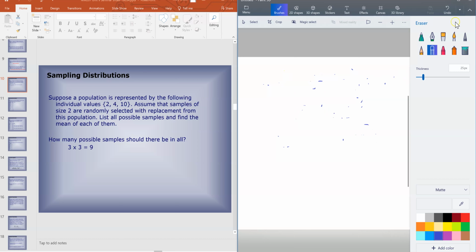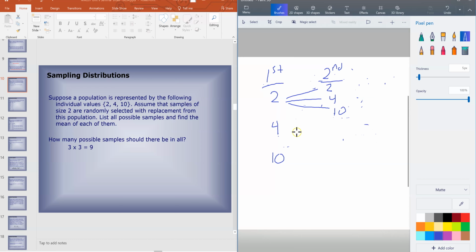Okay, our first pick can either be the number 2, 4, or 10. Those are the only 3 values in the entire population. Our second pick, similarly, can only be the numbers 2, 4, or 10. And by doing the tree diagram like this, you'll easily be able to see what your 9 samples are.